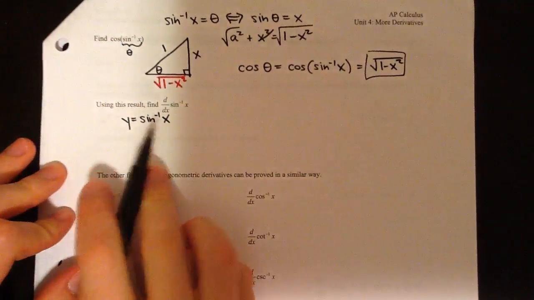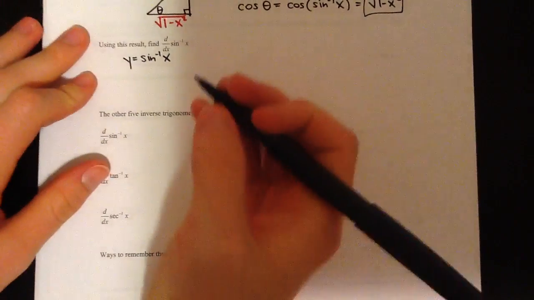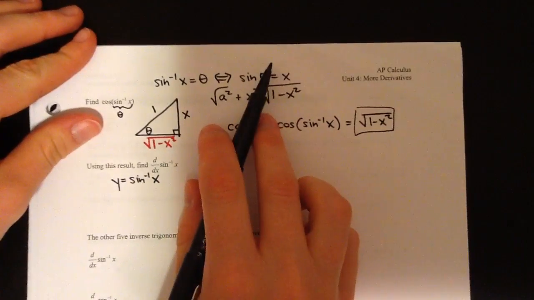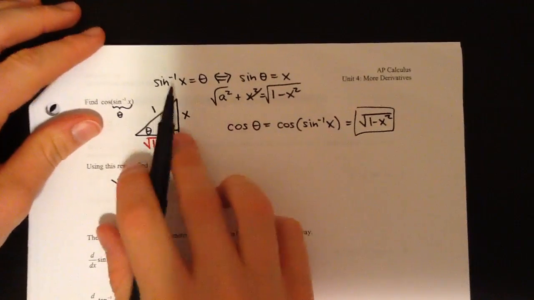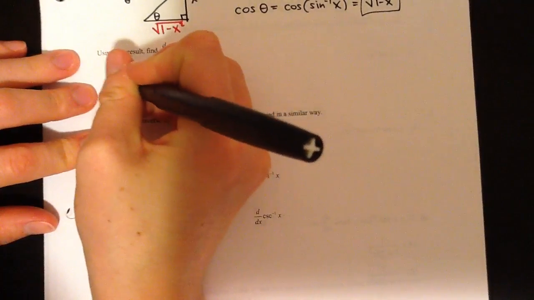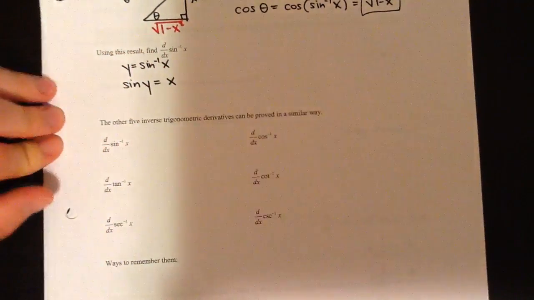And we want to find y prime, which is the derivative of this inverse function. However, we don't even know where to begin. We don't know what the derivative could possibly be. So what we're going to do is rewrite it in the notation that we're more comfortable with. If we write it in original sine function, we flip the input with the output. So that means that the sine of y is equal to x.